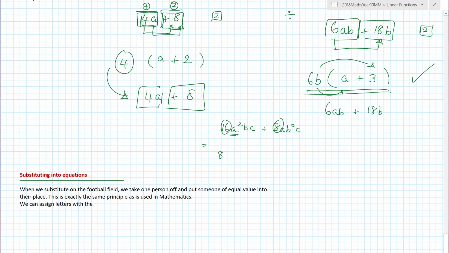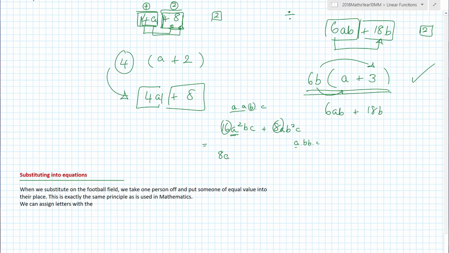Now look at my letters. I've got 2 a's here. Now you're going to turn around and say, but that's a squared. It is, but a squared is the same as a times a, and this here is just a. So how many a's do they share? Well, this has got 2 a's and this has got 1 a. And the most I can take out then is just 1 a. I have to take out the biggest I can for what they share.